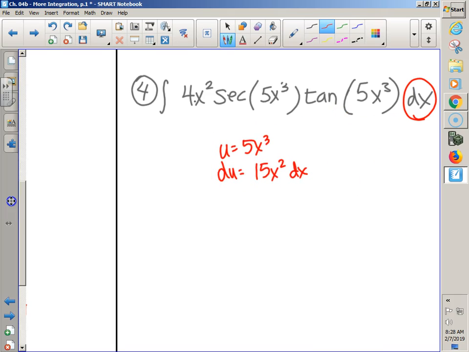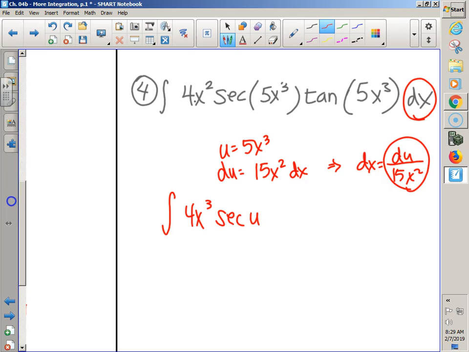I'm going to start doing this in a systematic way. I apologize for messing it up there. But dx is equal to du over, okay, what's it time to do? Yep. So plug in. Where did you find the u? Inside the secant, so I'm going to put a u. Inside the tangent, I'm going to put a u, and then dx becomes du over 15x squared.